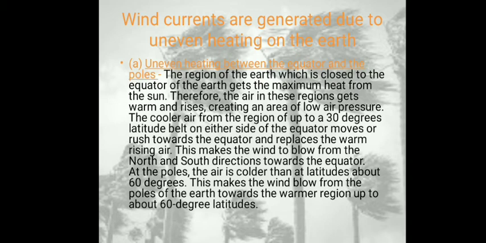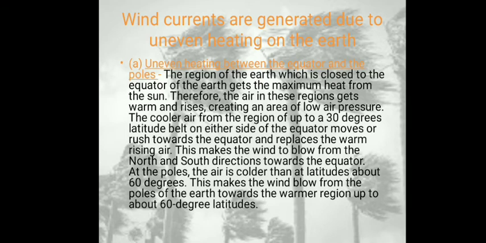So the first reason is uneven heating between the equator and the poles. Now the regions of the earth which are close to the equator, because they are near the sun, get maximum heat from the sun, and because of this the area is much warmer. As this area is much warmer, the air in this area is also warm and it rises, creating an area of low pressure. So the cooler air from the region, say about 30 degrees latitudes, that is about the Tropic of Cancer and Tropic of Capricorn, rushes towards the equator and replaces the warm air.